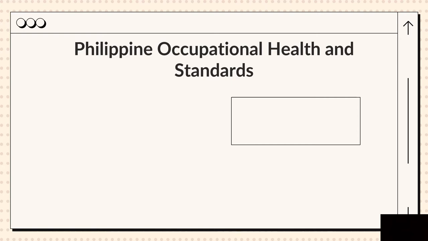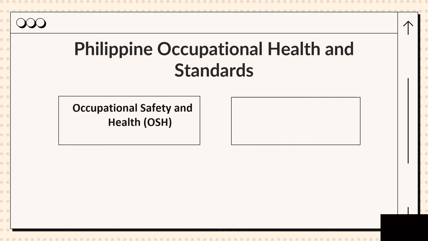Okay, Philippine occupational health and safety standards. Occupational safety and health is a cross-disciplinary area concerned with protecting the safety, health, and welfare of people engaged in work. So the goal of all occupational safety and health programs is to foster a safe work environment. As a secondary effect, it may also protect co-workers, family members, employers, customers, suppliers, nearby communities, and other members of the public who are impacted by the workplace environment.